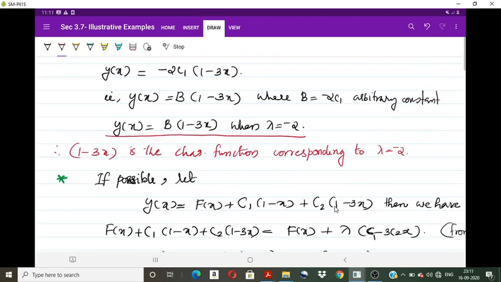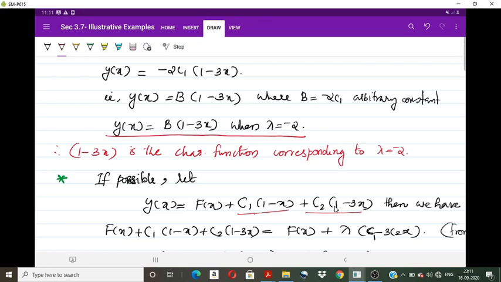Now in the non-homogeneous case, suppose, if possible, y of x is equal to f of x plus capital C1 into 1 minus x plus C2 into 1 minus 3x. So that means y of x, the solution of a non-homogeneous equation, can be considered as the sum of f of x and a linear combination of the corresponding characteristic functions. This we are going to show, going to prove. For this we have to check.